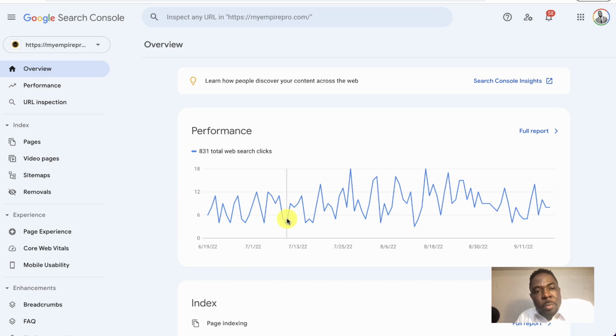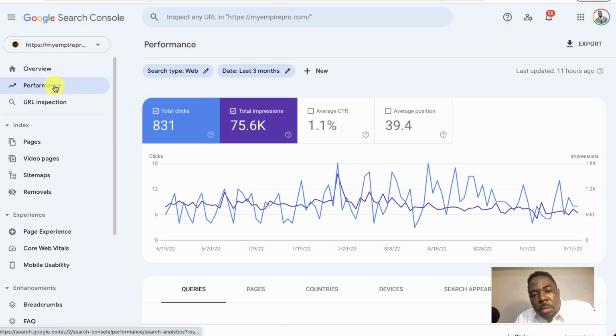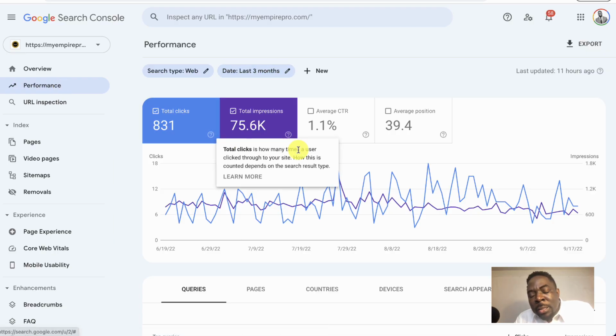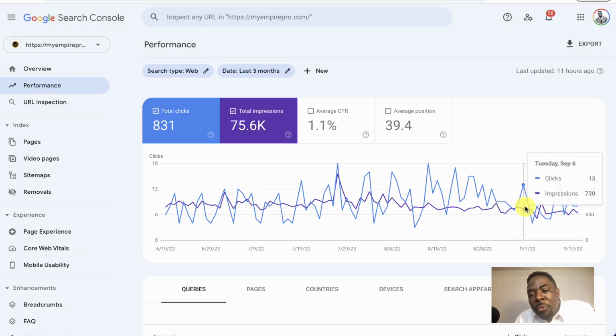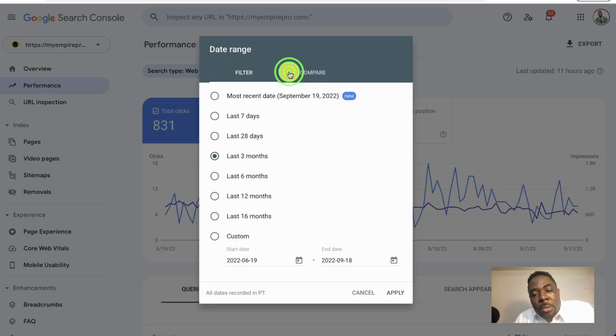So it shows me how much traffic is coming from the search engines. Okay, that's why it's called the Search Console. And I can go under performance, and in the last 3 months, we've had 831 clicks. That's free clicks coming from the search engines. Like I said, you can change the time frame.